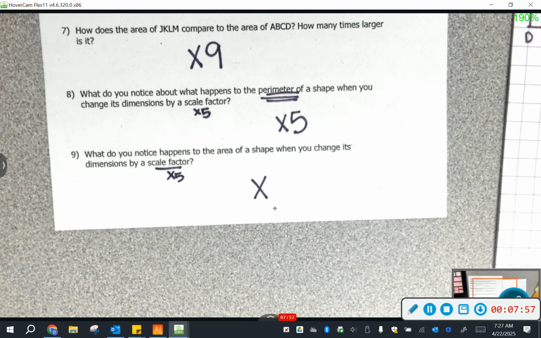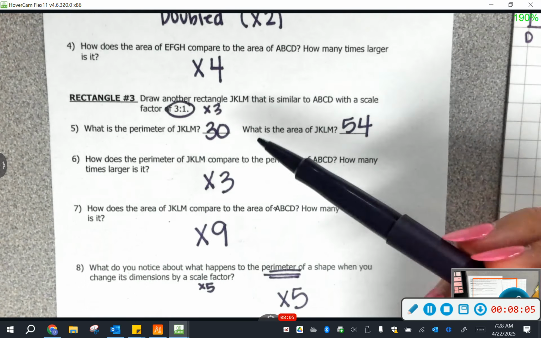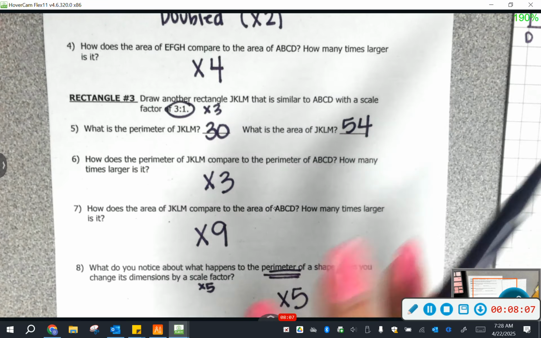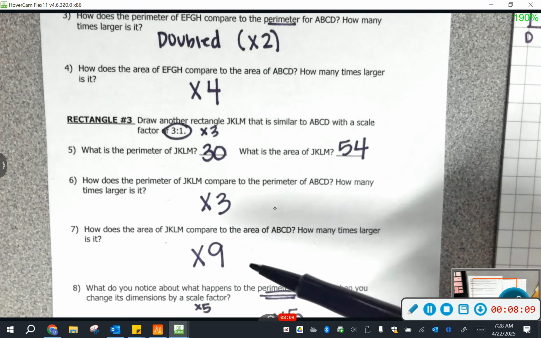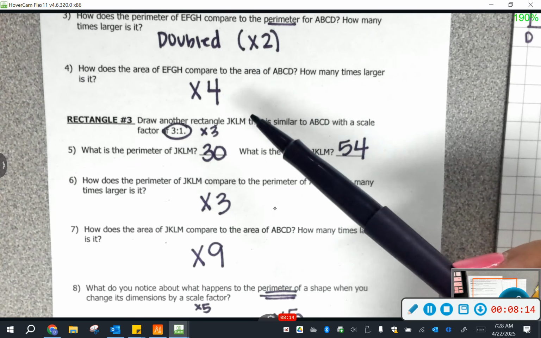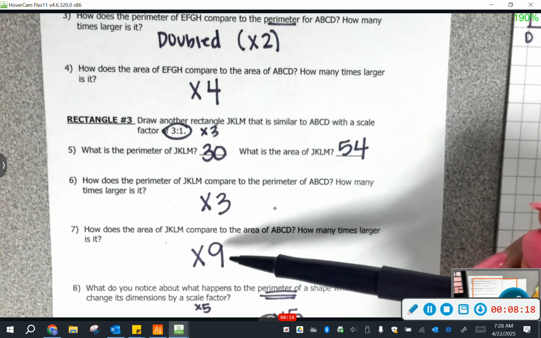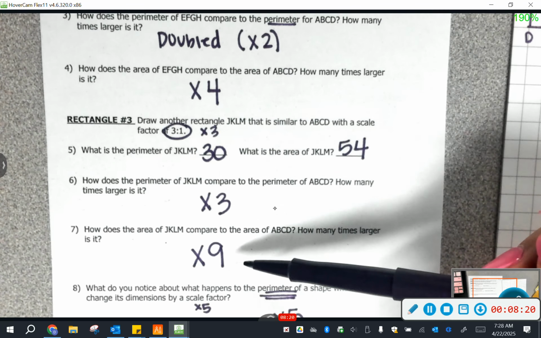Did it multiply by the same thing for area? No. What did it multiply by? How did we get 4 and 9? Where did these numbers come from? 4 and 9. If I'm doubling, why would it multiply times 4? Not 2. If I'm tripling, why would it multiply by 9?